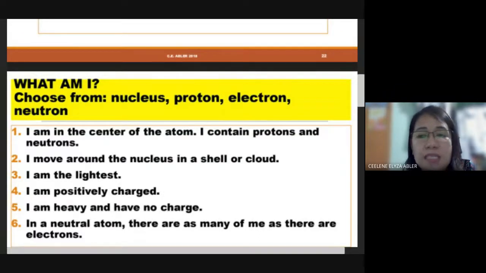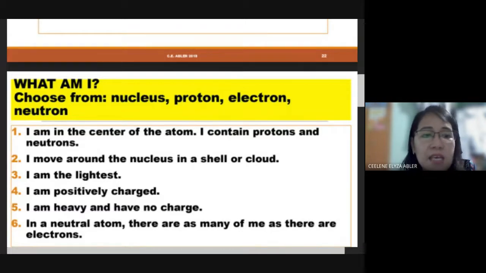Number 3 is I am the lightest. Okay, sino ang heaviest nga? We have your protons and neutrons. The heaviest by several point zero zero something is your neutron. The lightest is your electron. Okay. Very good, Miss Ladao.